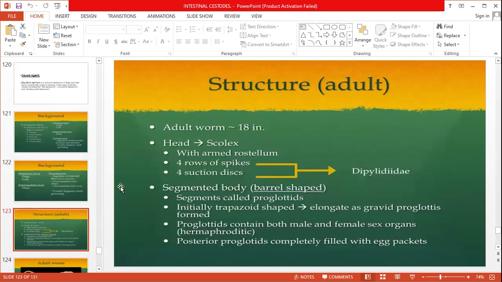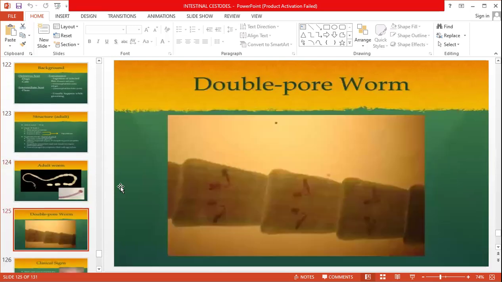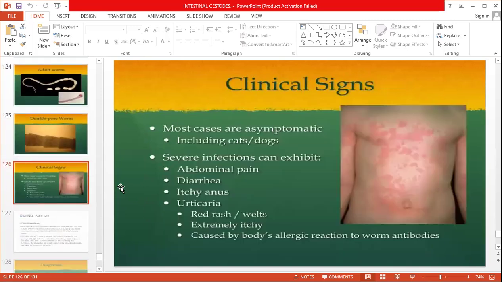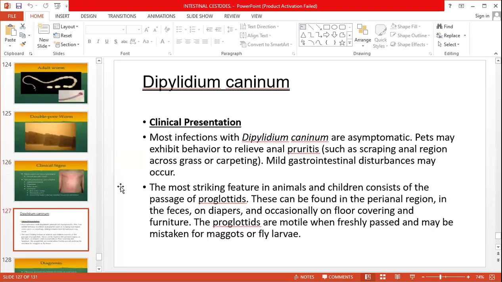The adult has a head, the scolex, with rostellum, four rows of spikes, and four suckers. It looks like this: double pore form. Clinical signs: most cases are asymptomatic, in cats and dogs. Severe infection can exhibit abdominal pain, diarrhea, itchiness, urticaria, and a red rash, extremely itchy, caused by the body's allergic reactions.